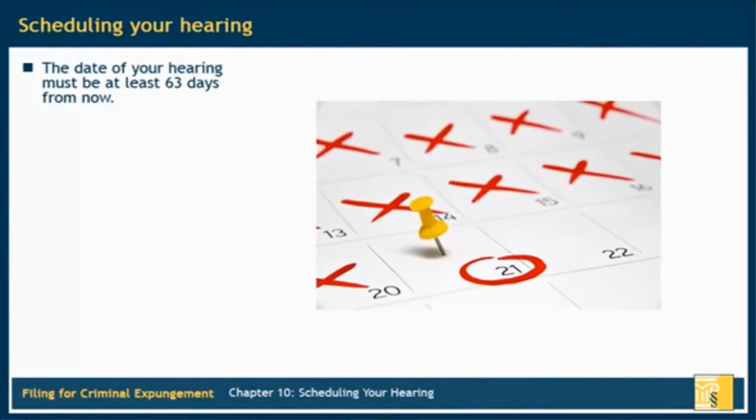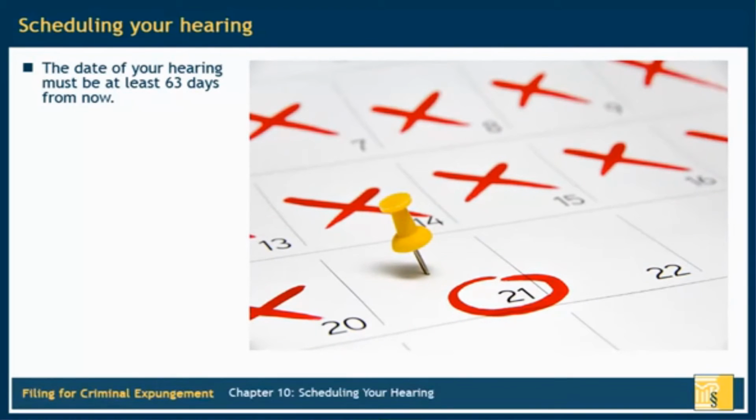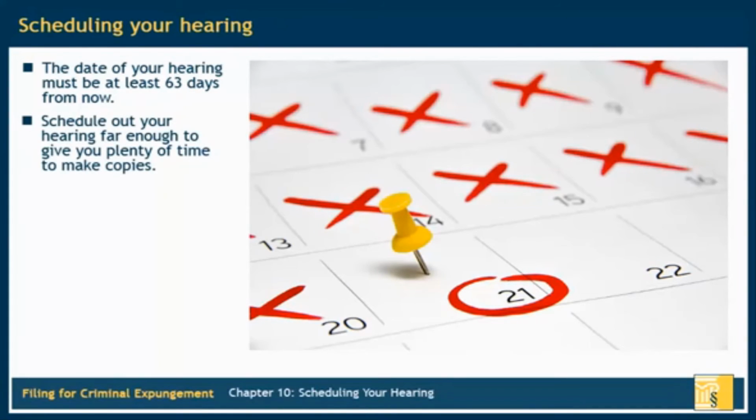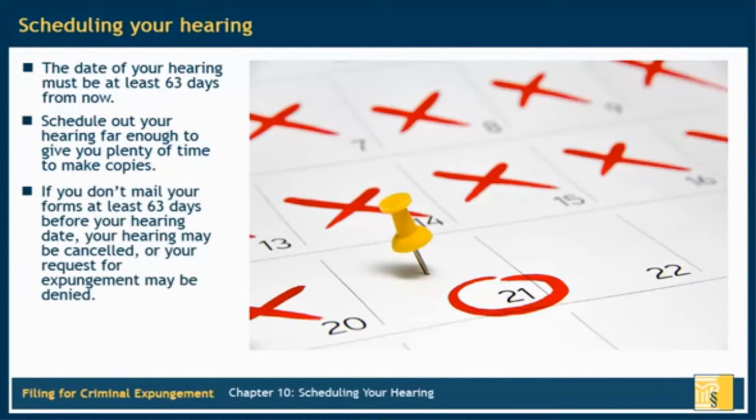The date of your hearing must be at least 63 days from now. This is because Minnesota law requires that the other parties have 60 days to respond to your request for expungement, and 3 days are added for mailing time. However, you may need a few extra days to make copies. Make sure to schedule your hearing out far enough to give you plenty of time. If you don't get your forms mailed out at least 63 days before your hearing date, your hearing may be canceled or your request for expungement may be denied.